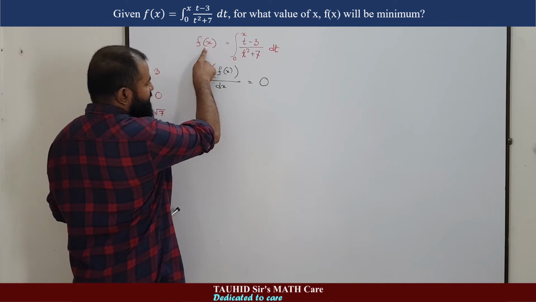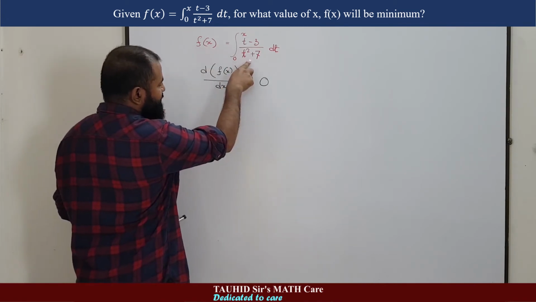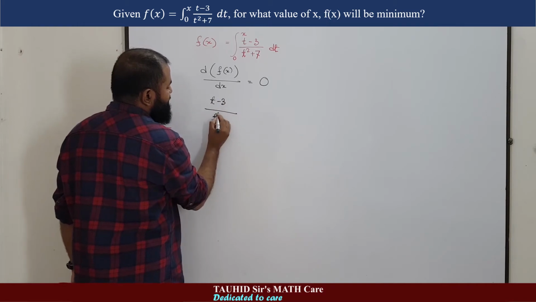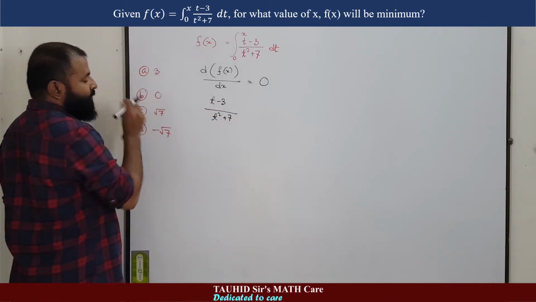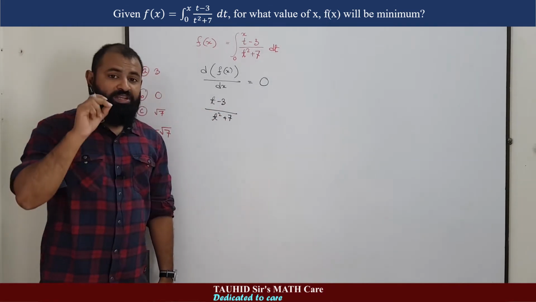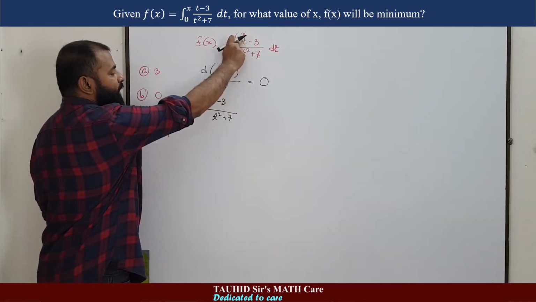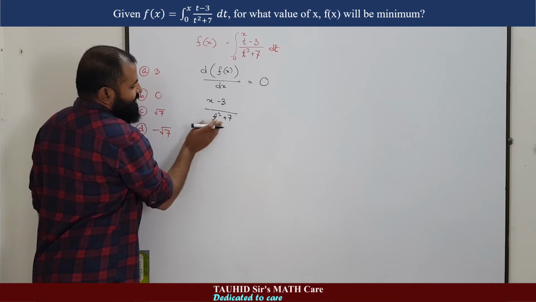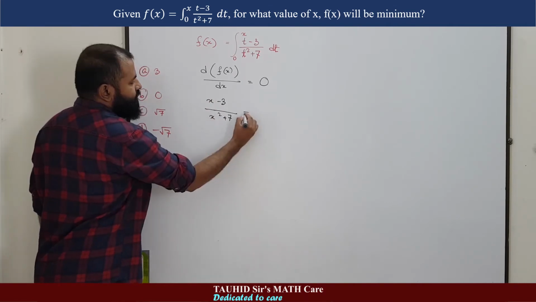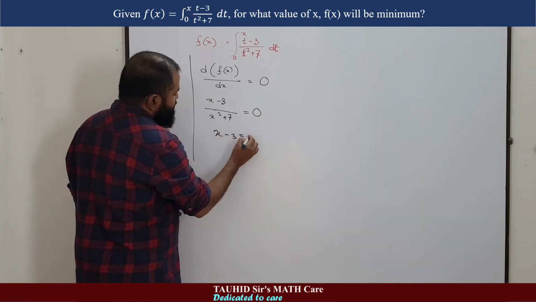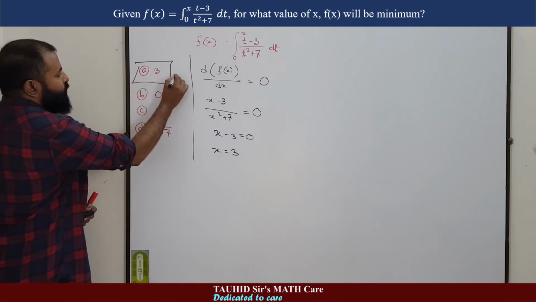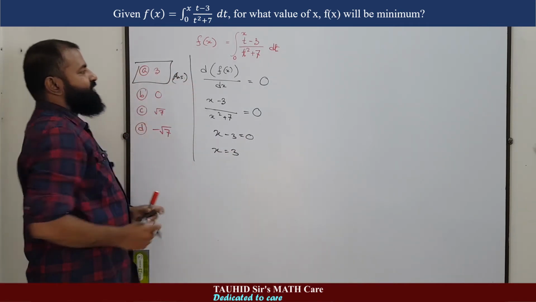So if you differentiate this, you will get this function, that means t minus 3 divided by t square plus 7. But as you are differentiating it with respect to x, and here the upper limit is x, we will write x in place of t. x minus 3 equals 0, that means x equals 3. Option A is your answer.